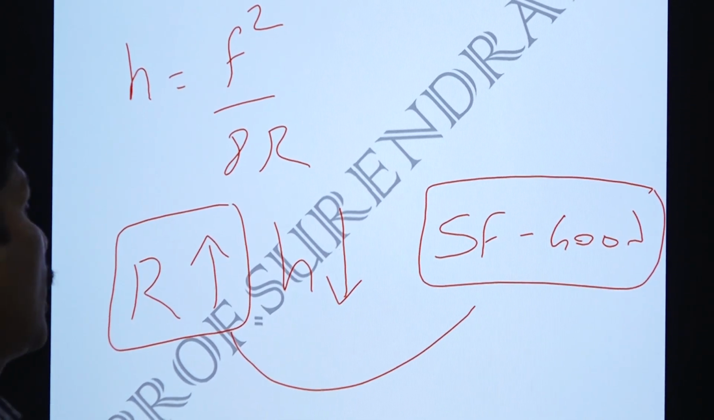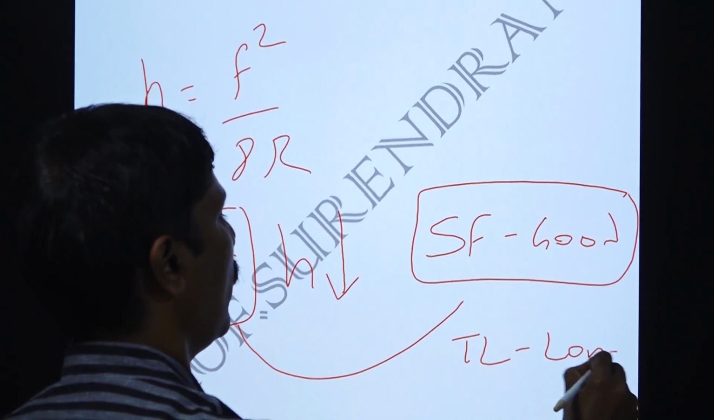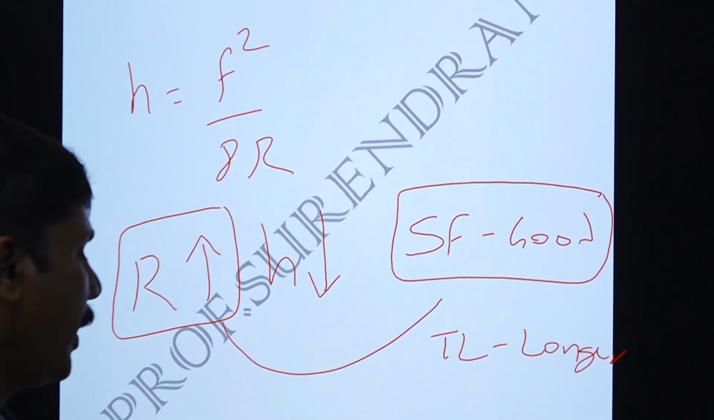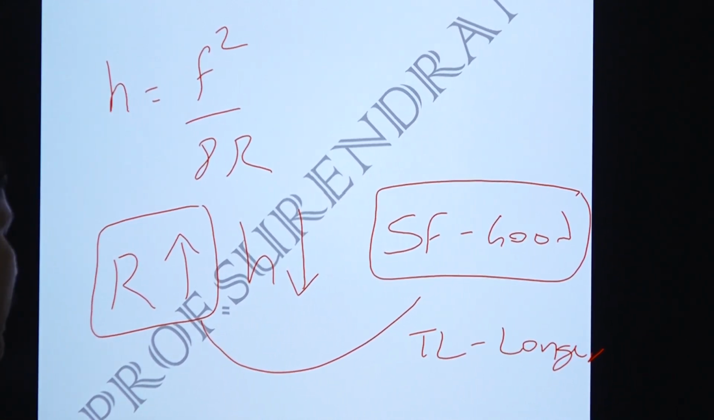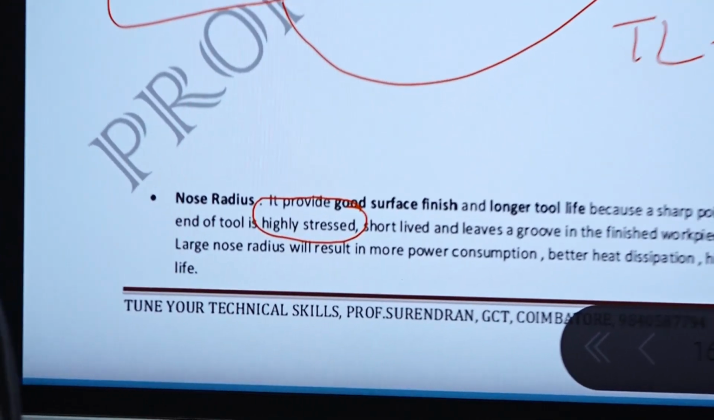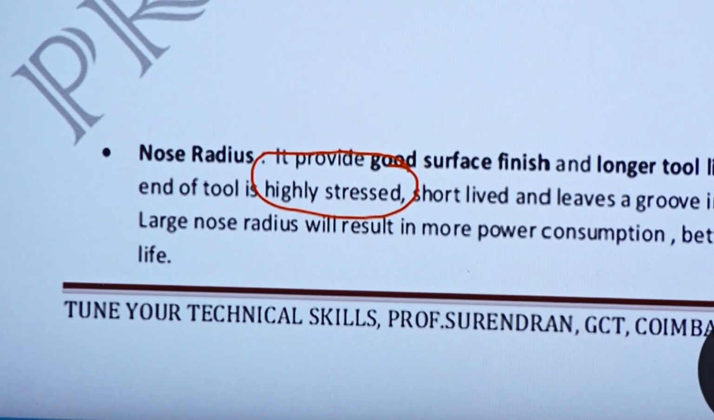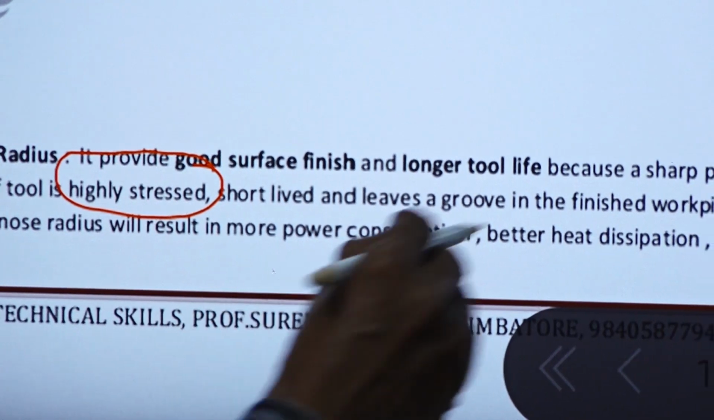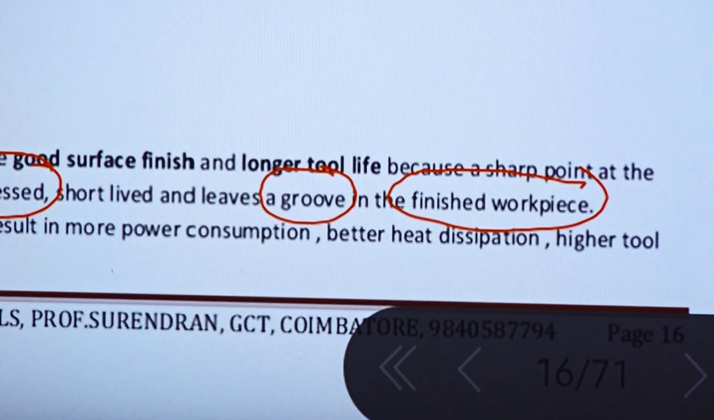Not only that, tool life will be longer. Because a sharp point at the end of the tool is highly stressed, when the point is sharp, it is highly stressed and short-lived, and leaves a groove on the finished workpiece. So it may have grooves.